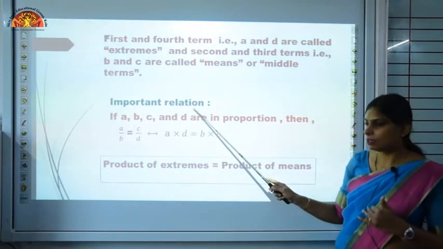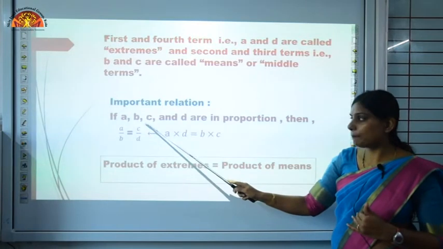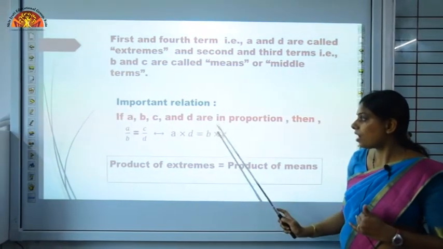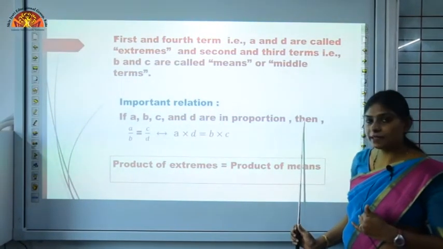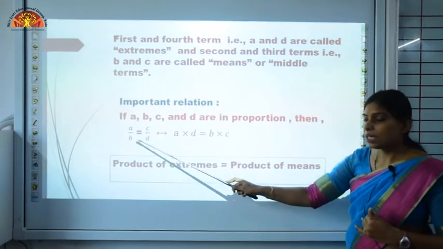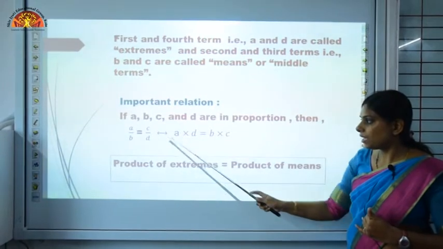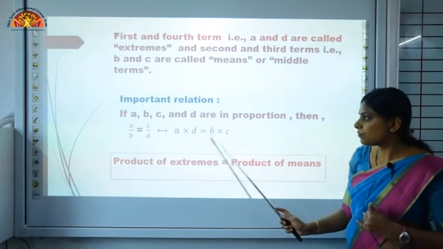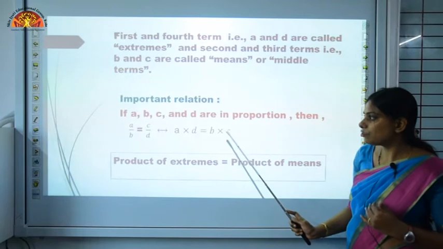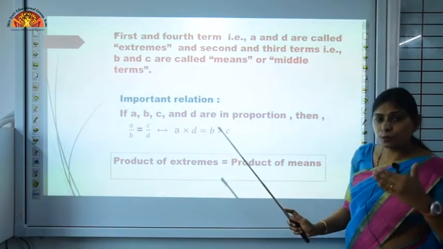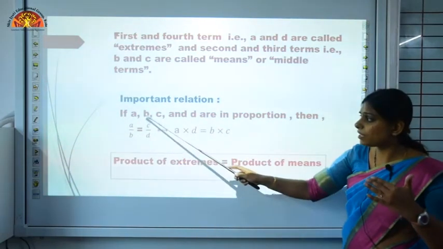Important relation: if A, B, C and D are in proportion, then A upon B equals C upon D, which implies A into D equals B into C. That is children, जब भी कोई दो रेशियो प्रोपोर्शन में होते हैं तो हम उसको कैसे लिख सकते हैं? यहाँ पे फोर टर्म्स हैं.